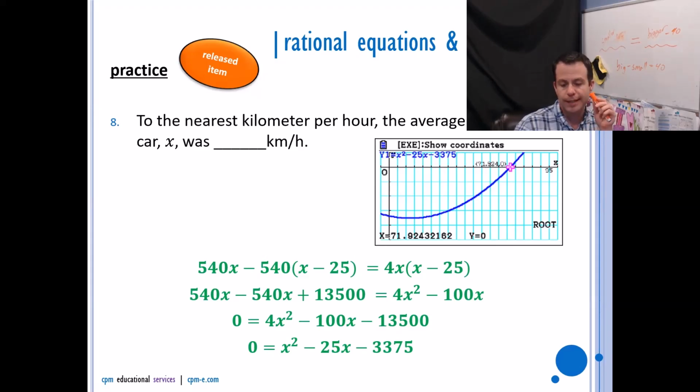Okay, and so I get 72 kilometers an hour, and that was x, and x was, in this instance, the speed of the car, so that is the answer. Okay, the speed of the truck would have been 72 minus 25.